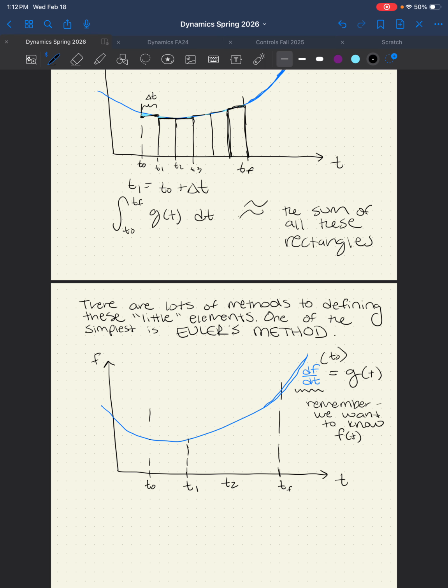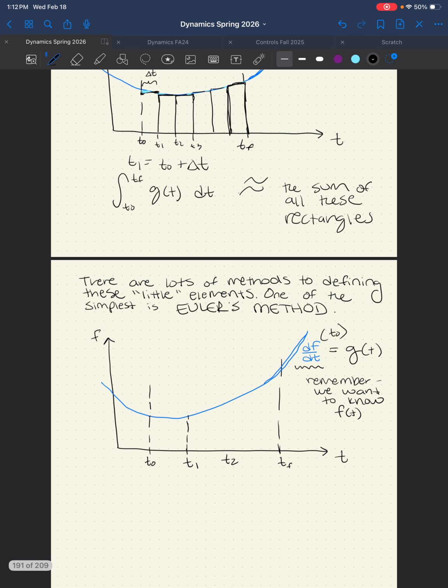Okay, so usually we will know something about the initial conditions of our function f of t, right? So let's say we're doing projectile motion, we're given acceleration, but we also usually know the initial condition of the velocity, right? We usually know what velocity it's being fired off at and the angle that it makes with the horizontal. So usually we know f of t0. That's our initial condition.